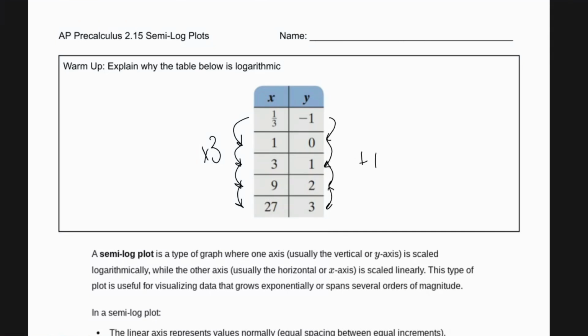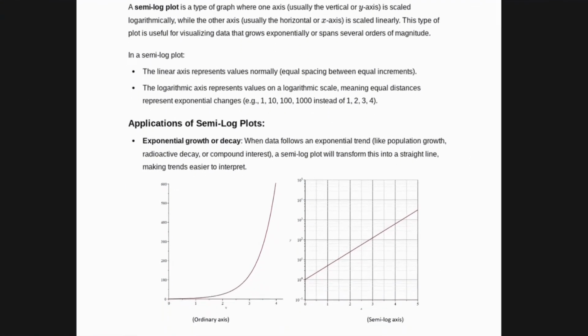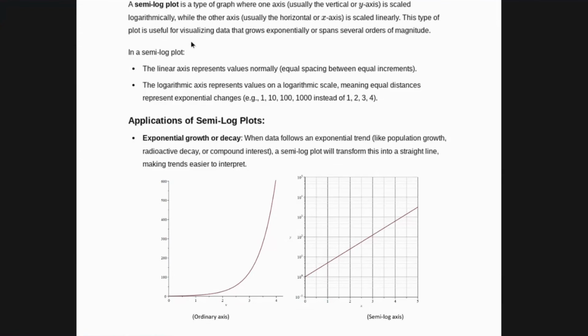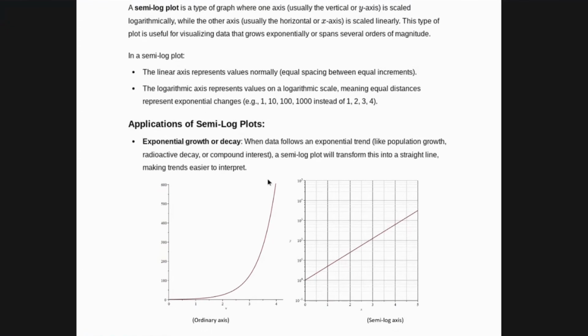So we're talking a lot about logs today. Logarithmic stuff, logarithmic plots. A semi-log plot. Let me read this as I show you a picture. A semi-log plot is a type of graph where one axis, usually the vertical or y-axis, is scaled logarithmically.